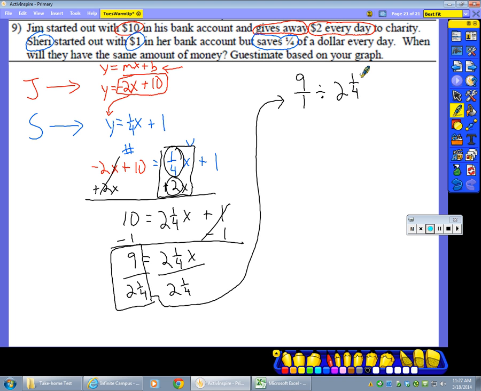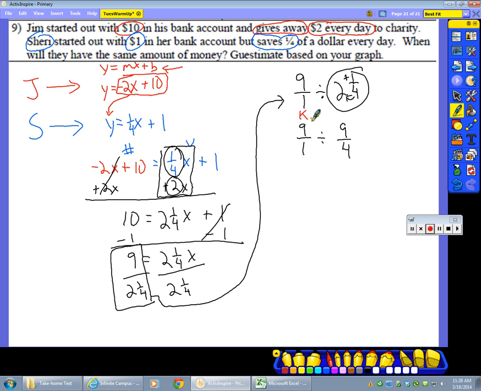The first thing that we have to do is we have to take this mixed number, and you learned this in 6th grade, we need to turn it into an improper fraction. So the way you do that is you say 4 times 2 equals 8. And then you're going to add your numerator. So 4 times 2 equals 8 plus 1 is 9. So that's the same as saying 9/4.